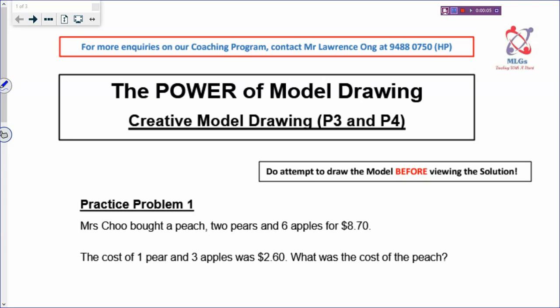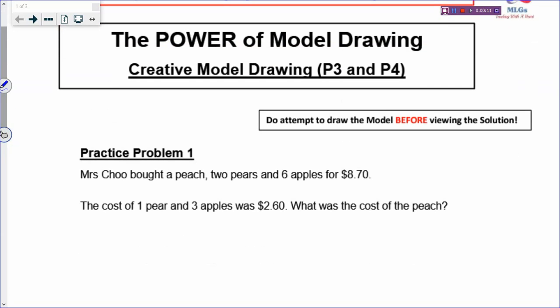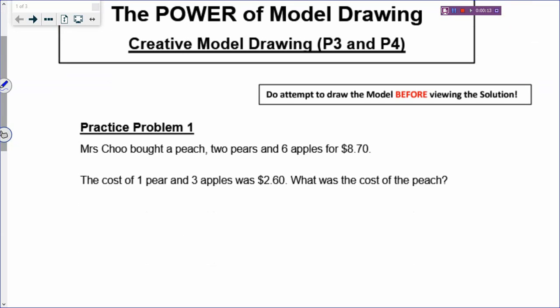Now today we are going to continue with our model drawing for P3 and P4. So let's look at practice problem 1 and see how we draw out this problem. Mrs. Chu bought a peach, 2 pears and 6 apples for $8.70. The cost of 1 pear and 3 apples was $2.60. So what was the cost of the peach?